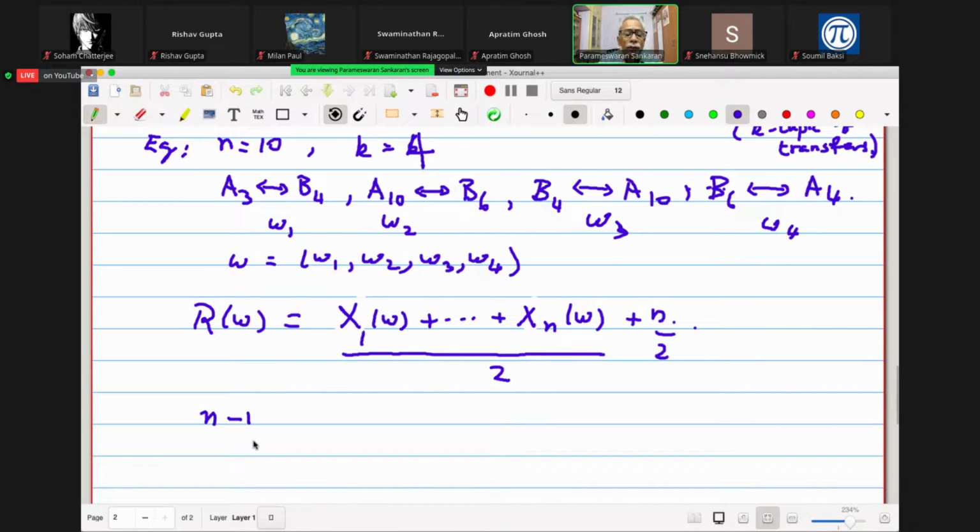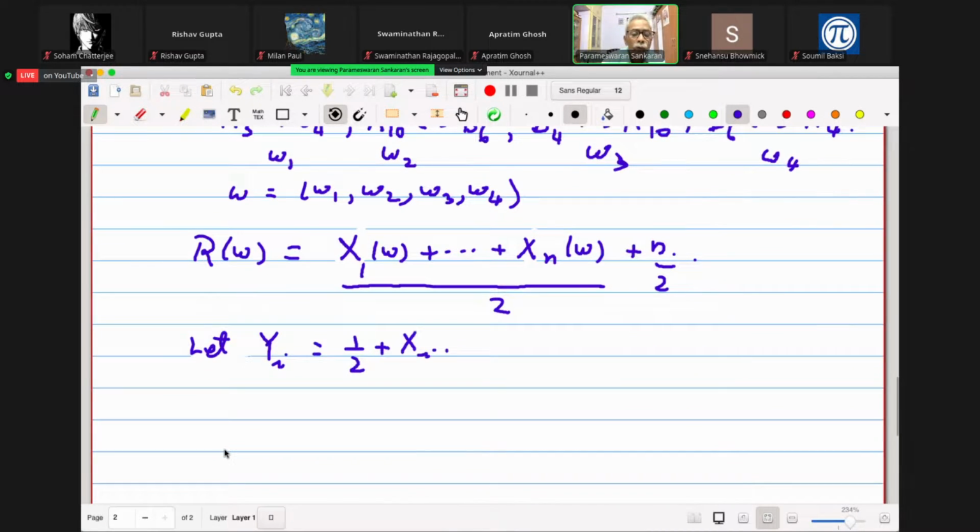This requires a little explanation of why it is n by 2 and then this. I think this will become clear if I introduce this first. Let yi be equal to 1 half plus xi. Then, of course, R of omega is equal to y1 of omega plus and so on plus yn of omega.